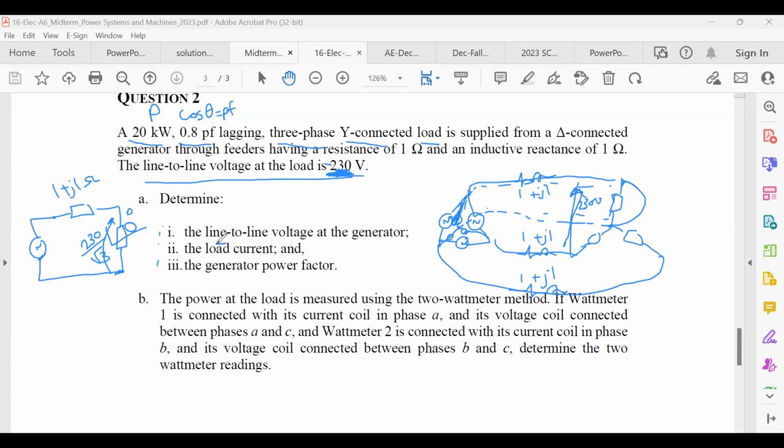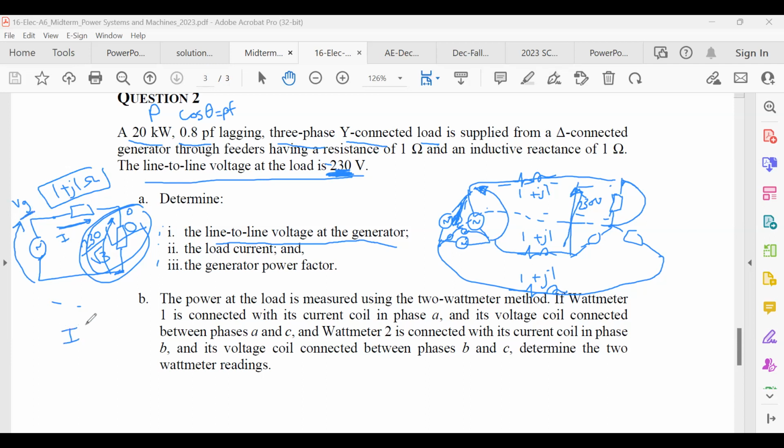They asked about line-to-line voltage at the generator. So this is the phase, but then if you multiply by square root 3, you are going to get the line-to-line. Can I first calculate this V generator? Yes, if I have a current here and have this voltage, so this voltage plus current times the impedance, I will get the voltage at the generator.